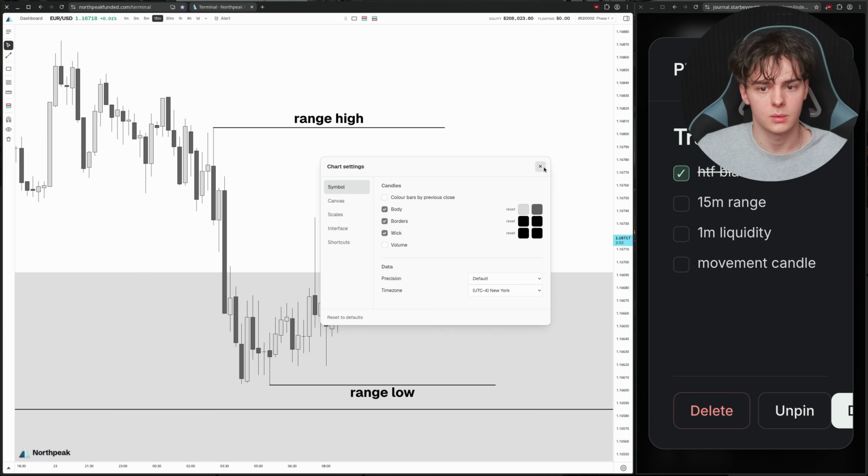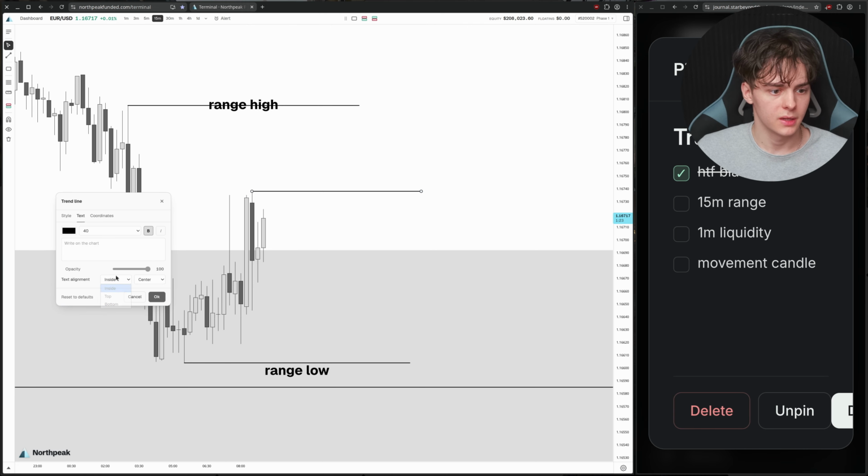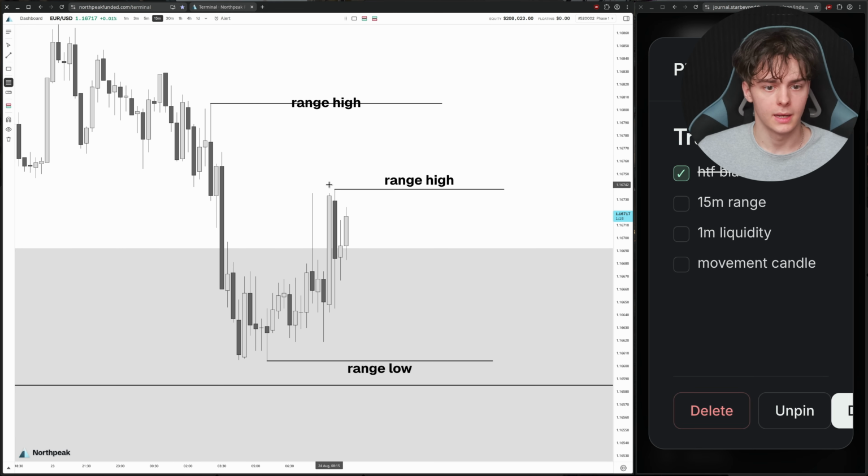Some of you would now be saying, why is it not on top of this one? Well, the reason is quite simple. If we measure it from this one, let's just say we have the range high in here, and now we measure the 50% area from both of these, the range low and the range high, then you can see we are very far away from the 50% area. And I've told you many times, you want to be as close as possible.